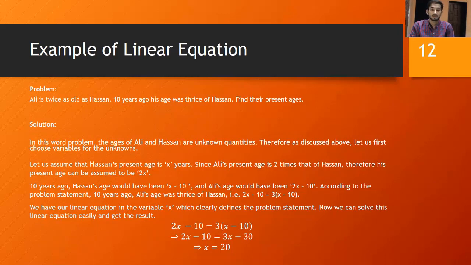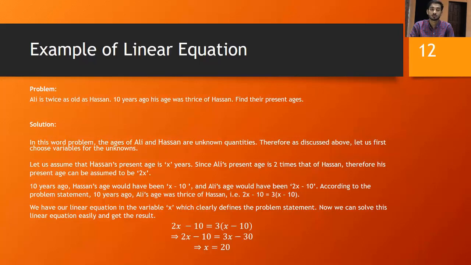In this word problem, the ages of Ali and Hassan are unknown quantities. Therefore, as discussed above, let us choose variables for the unknowns. Let us assume that Hassan's present age is x years. Since Ali's present age is 2 times that of Hassan, his present age can be assumed to be 2x. 10 years ago, Hassan's age would have been x - 10 and Ali's age would have been 2x - 10.